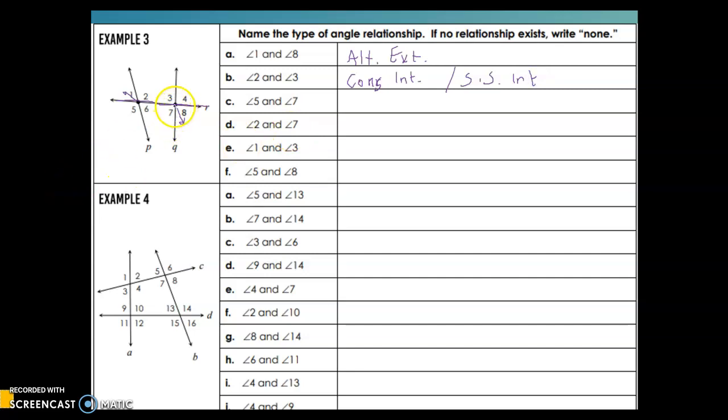All right, 5 and 7. They're both down and to the left. So when they're both down and they're both left, if you remember, that is our corresponding angles. They're in the same position in relation to both the transversal and the intersected lines. All right, 2 and 7, let's find those. 2 is on the inside and 7 is on the inside between the intersected lines. So I'm going to write interior.